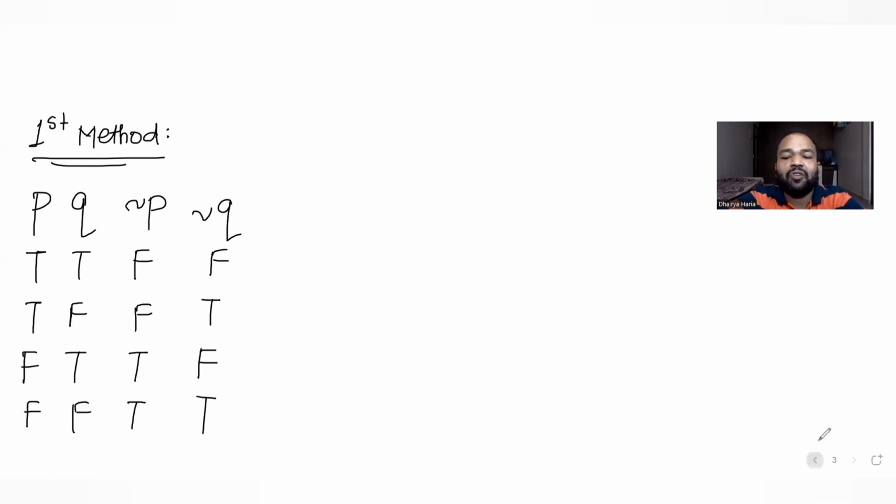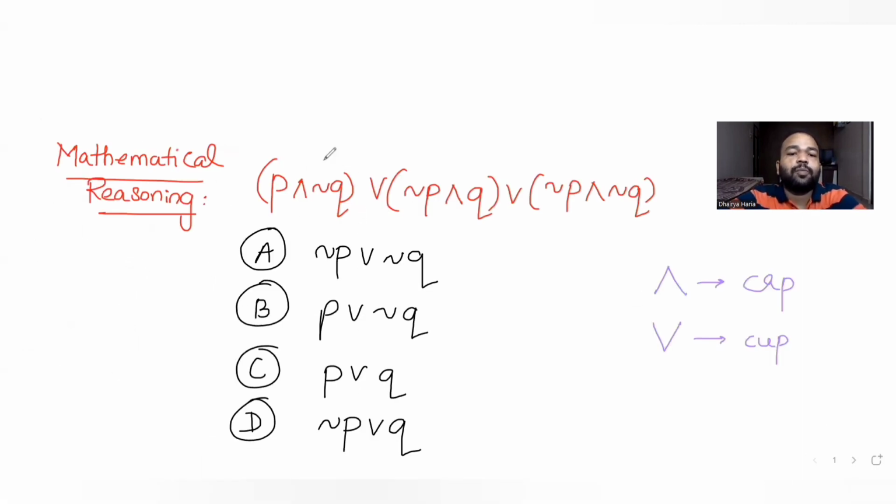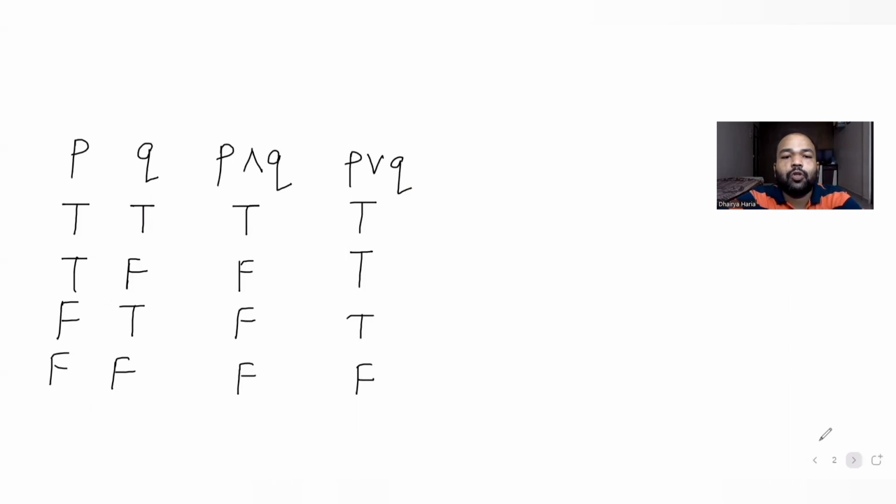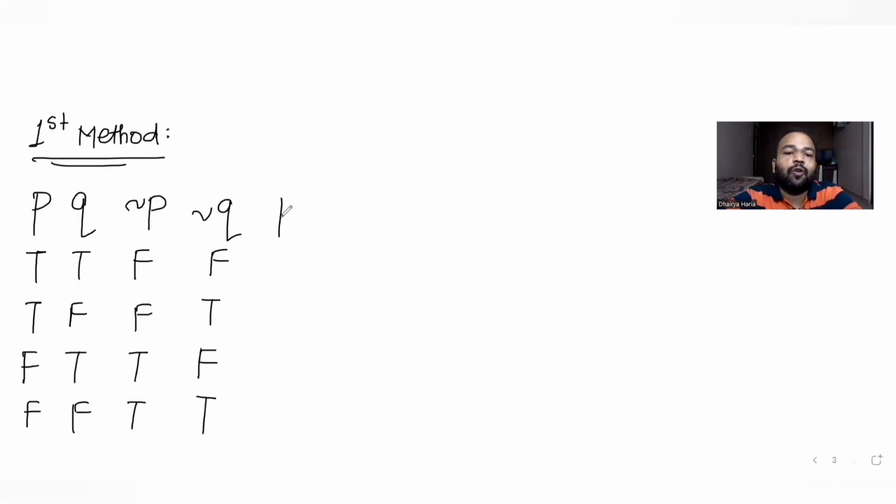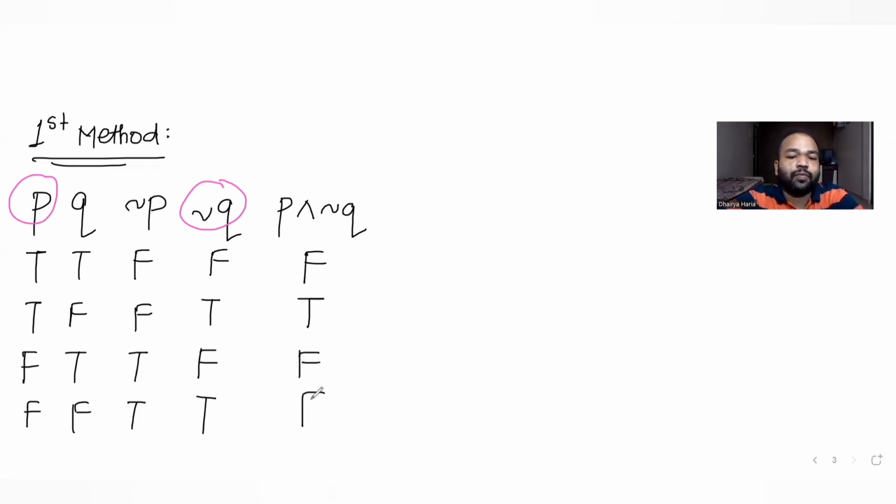Now let's find the first column. The first bracket is P cap negation Q. So we need to do it for P and negation Q. In cap, if both of them are T, you put T, otherwise F. So if I apply cap to P and negation Q, we just need to find where both of them are T. Here both of them are T. In all other cases, you would write F. Next idea.